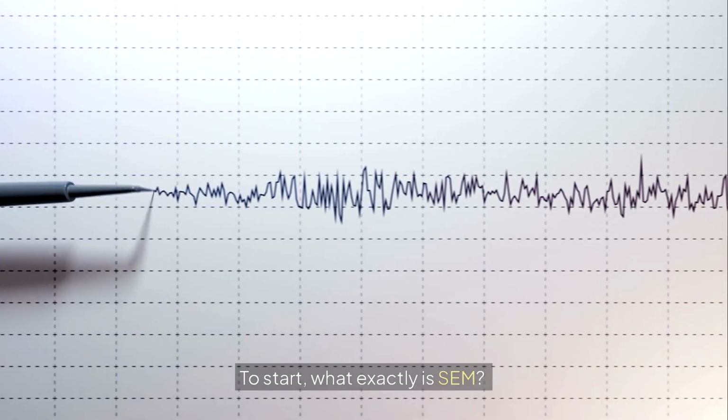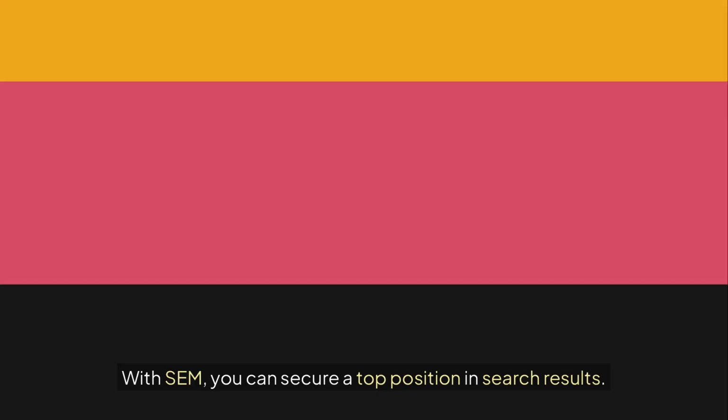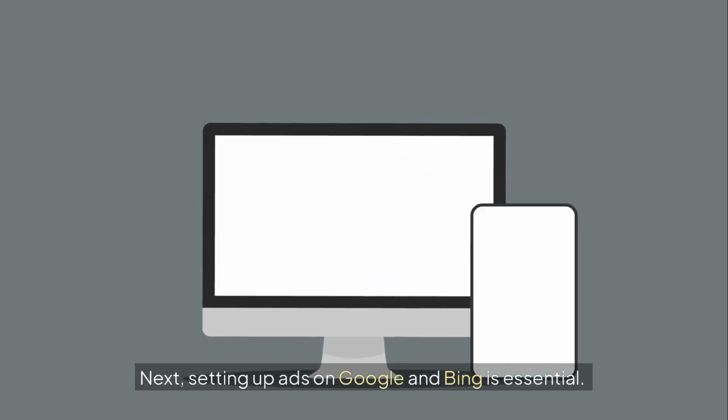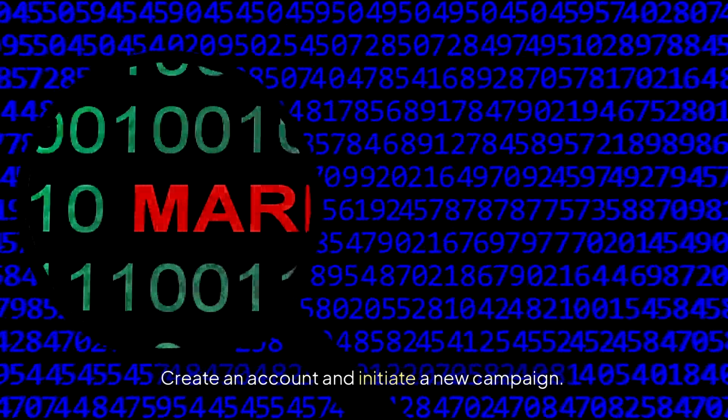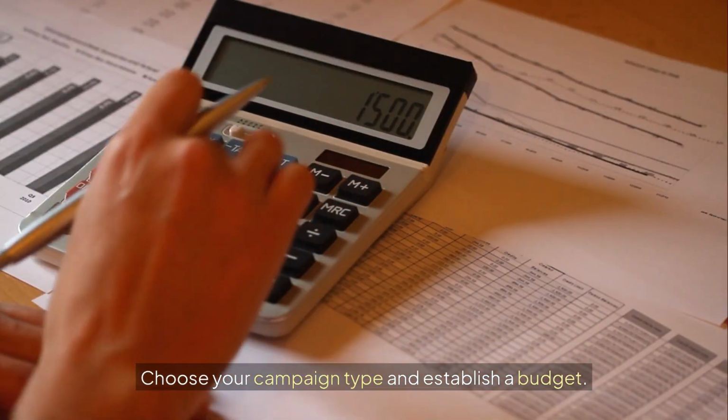To start, what exactly is SEM? It involves a blend of paid advertising and SEO. With SEM, you can secure a top position in search results. Next, setting up ads on Google and Bing is essential. Create an account and initiate a new campaign. Choose your campaign type and establish a budget.